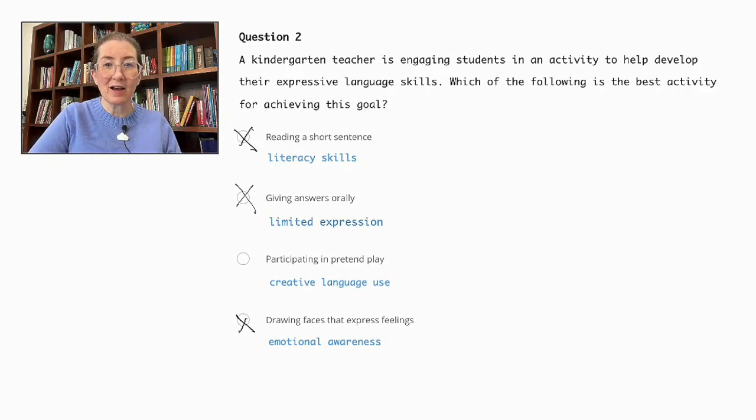Pretend play is highly effective for developing expressive language skills because it encourages students to use language creatively and spontaneously. Through role-playing and imaginative scenarios, children practice using words and sentences to express their thoughts, ideas, and emotions. This kind of activity promotes verbal interaction, narrative skills, and vocabulary development, all of which are key components of expressive language. Therefore, participating in pretend play is the correct answer.